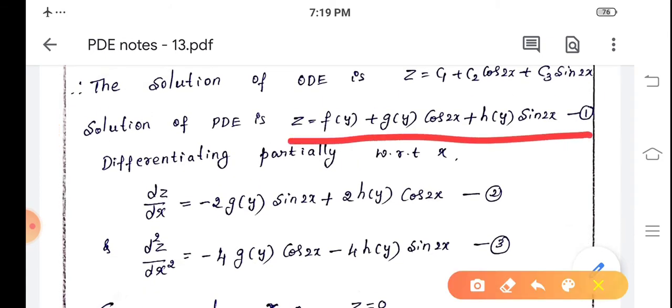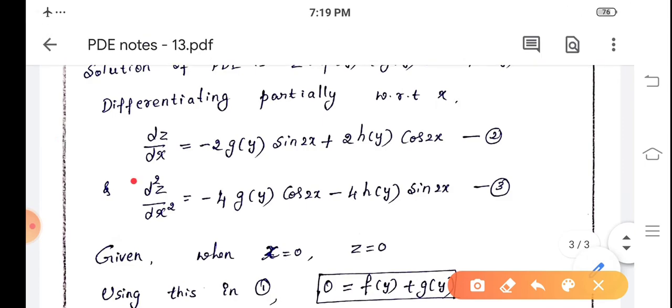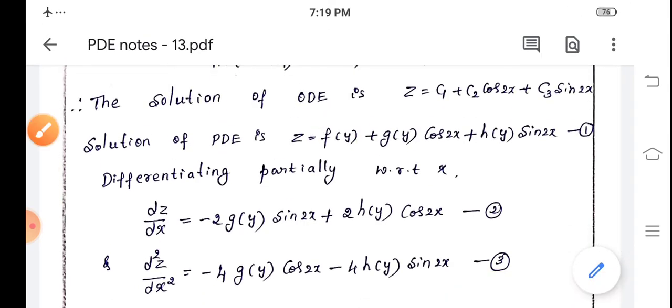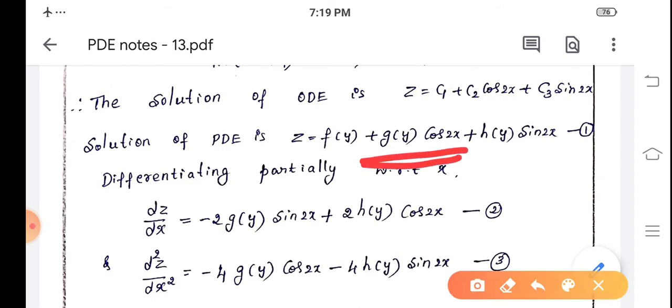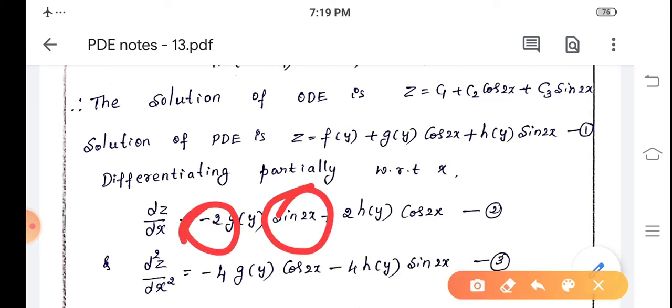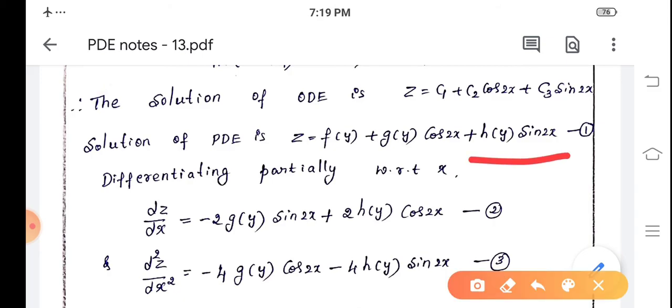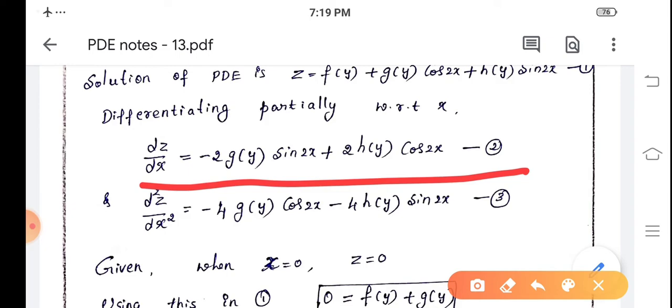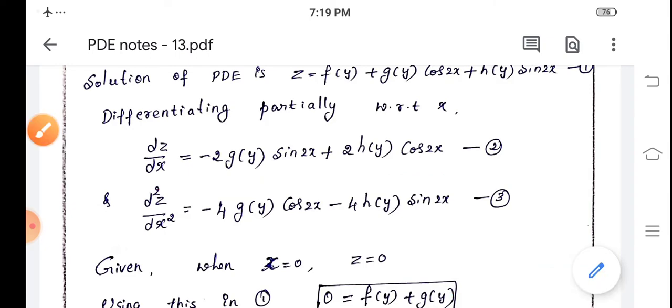Differentiating equation 1 partially with respect to x, we write ∂z/∂x equal to, here f of y is constant, derivative 0, then g of y is constant, into the partial derivative of cos 2x with respect to x, which is minus 2 sin 2x, plus the partial derivative of h of y sin 2x: h of y is constant, and the partial derivative of sin 2x is 2 cos 2x. So we are getting ∂z/∂x equal to minus 2 g of y sin 2x plus 2 h of y cos 2x. Take it as equation number 2.